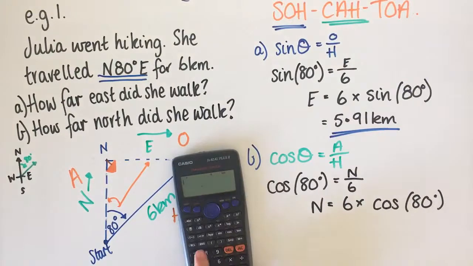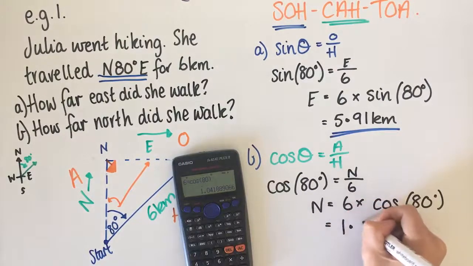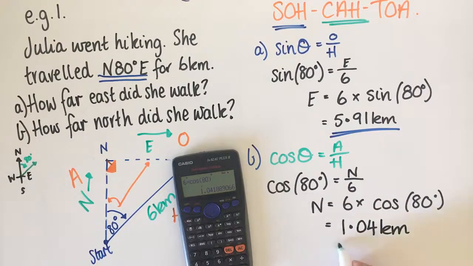I'm going to type in 6 times cos 80, close my bracket, and I get 1.04 kilometers. That is how long that side is, or how far north she traveled.